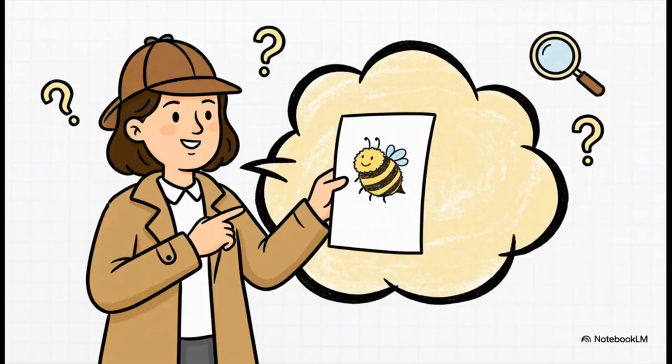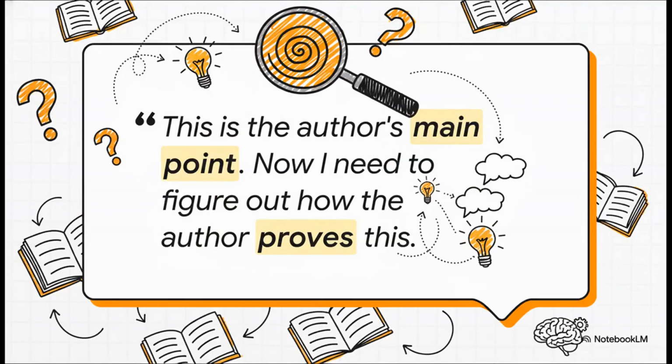Okay, so the first step is all you. It's the I do. You are the lead detective. You'll grab a short nonfiction text, maybe something like why bees are important, and you're going to model your entire thinking process out loud for your students to see and hear. And listen to this language. This is so important. You're not just reading to your students. You're modeling metacognition. You're thinking about your thinking out loud. You're showing them how good readers are always actively questioning the text and hunting for evidence.